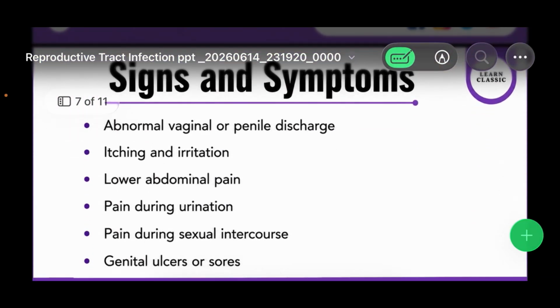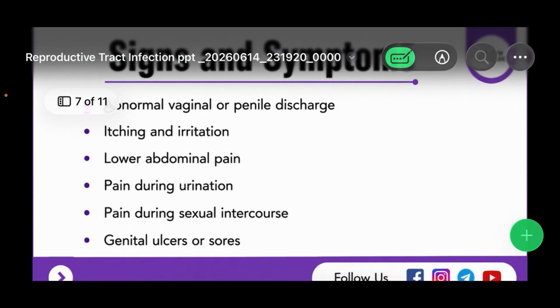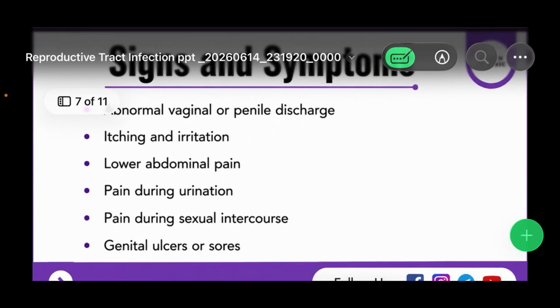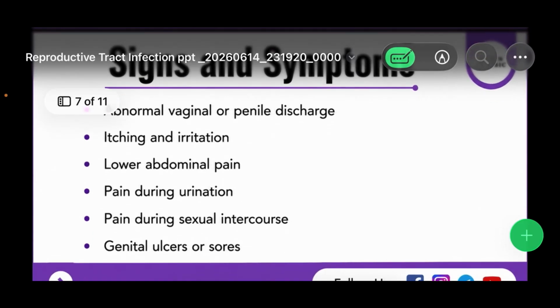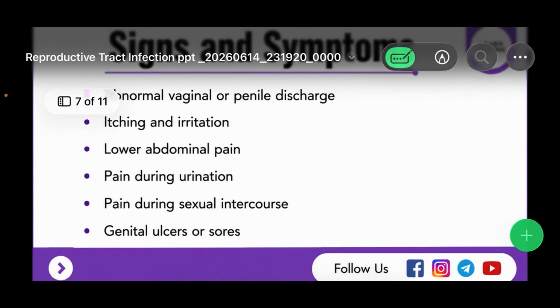Now coming to the signs and symptoms. Abnormal vaginal or penile discharge. So these are some common signs and symptoms, that is abnormal vaginal or penile discharge, then itching and irritation, lower abdominal pain, pain during urination, then comes the pain during sexual intercourse and genital ulcers or sores. So these are some common signs and symptoms of reproductive tract infections.